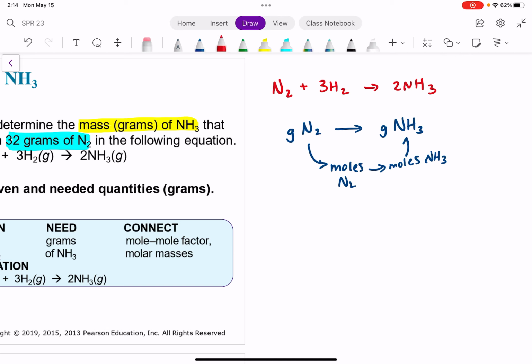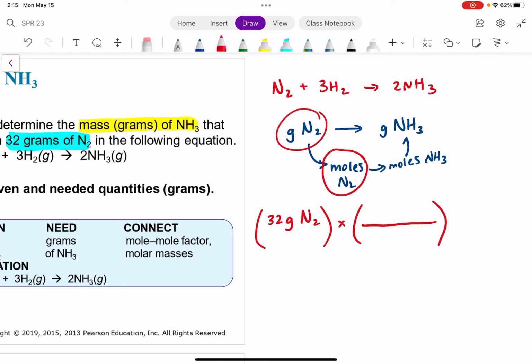All right, so let's go ahead and do this. We start with 32 grams of N2. As always, I'm going to put my given as the first train track, and then let's see what goes in the next one. What do we know that connects grams of N2 to moles of N2? Yeah, our molar mass.